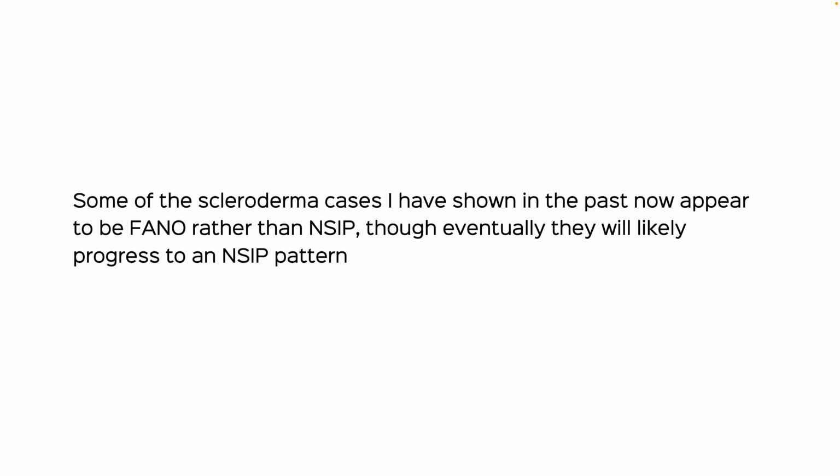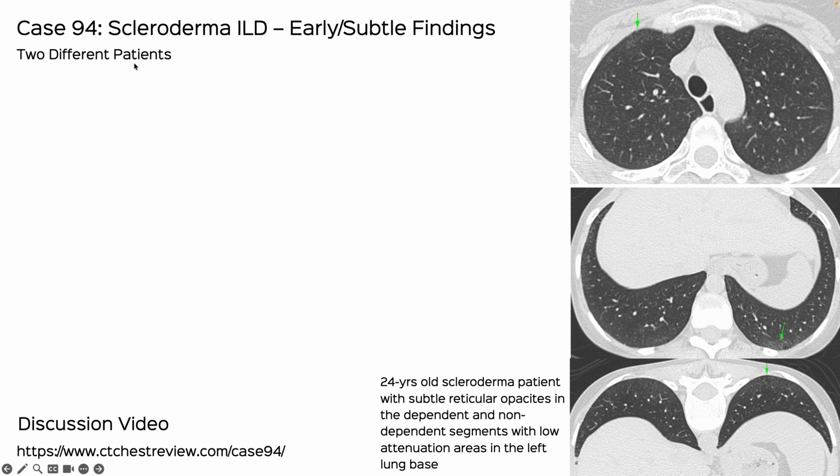And then I went back a few minutes ago to the scleroderma cases that I've shown in the past, especially the early ones. And if you look at case 94 at ctchestreview.com, I have a link on the top right. And I'd actually called this how early can an early scleroderma finding be? And if you see here, the subtle disease in the non-dependent lower lobes. In fact, here there's a little bit of cystic change, so you could argue that this is NSIP. But the non-dependent upper lobes are classic FANO.